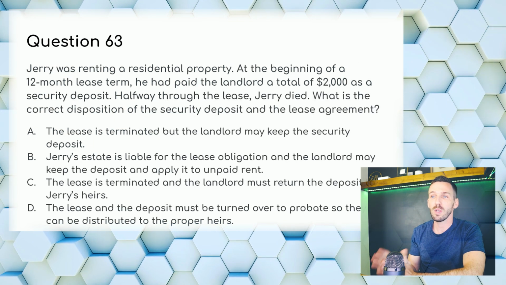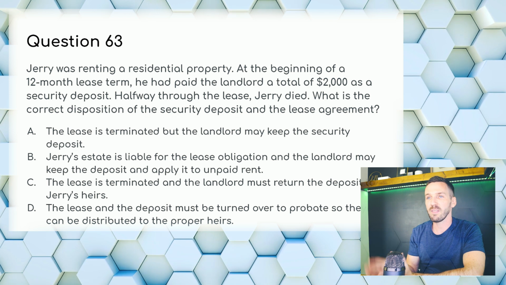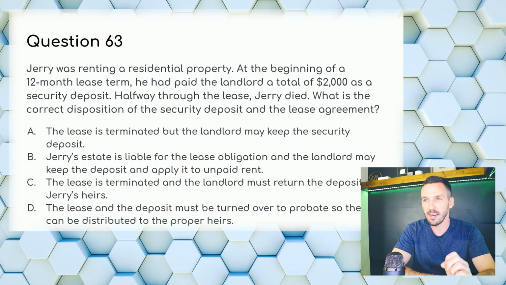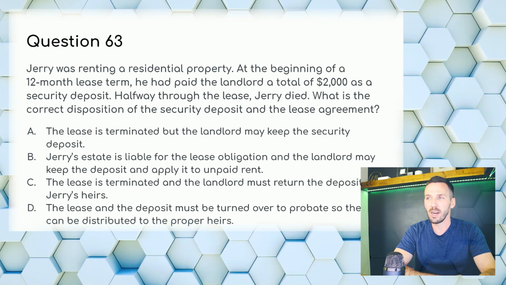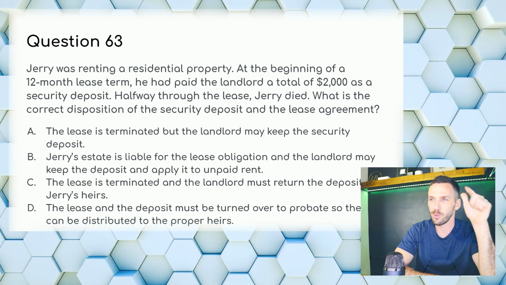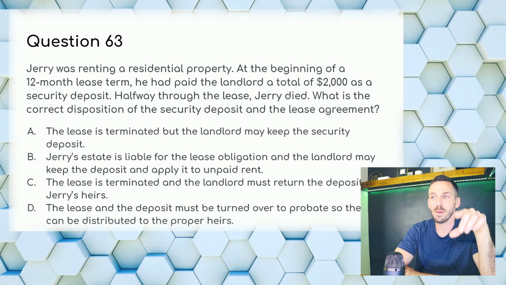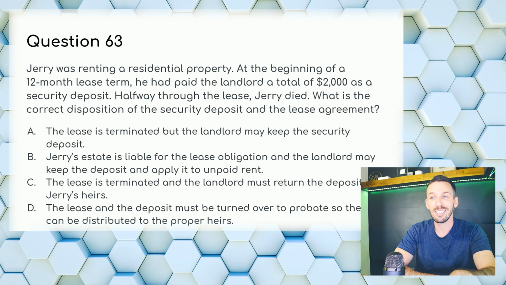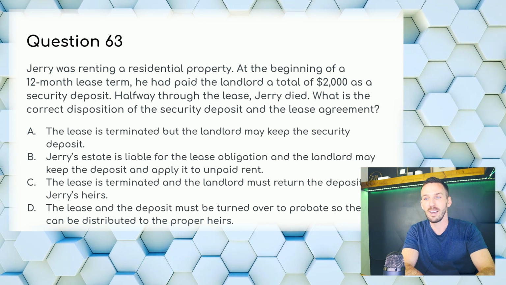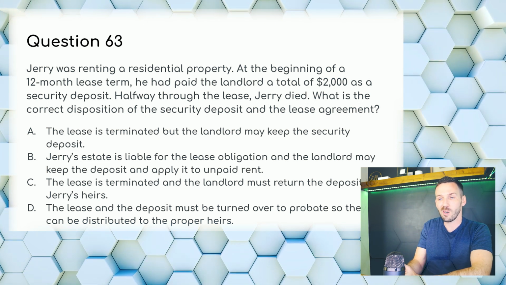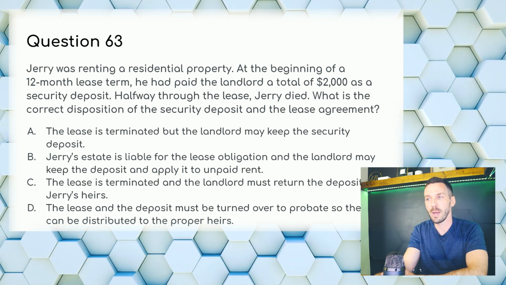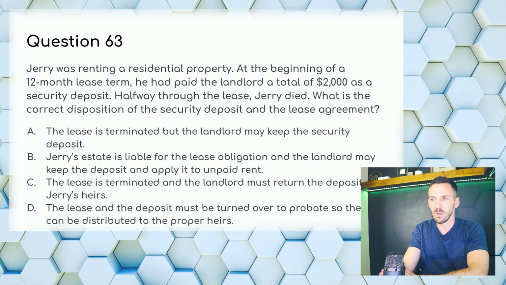Question 63. Jerry was renting a residential property. At the beginning of a 12-month lease term, he had paid the landlord a total of $2,000 as a security deposit. Halfway through the lease, Jerry died. What is the correct disposition of the security deposit and the lease agreement? A, the lease is terminated, but the landlord may keep the security deposit. B, Jerry's estate is liable for the lease obligation and the landlord may keep the deposit and apply it to unpaid rent. C, the lease is terminated and the landlord must return the deposit to Jerry's heirs. Or D, the lease and the deposit must be turned over to the probate so they can be distributed to the proper heirs.